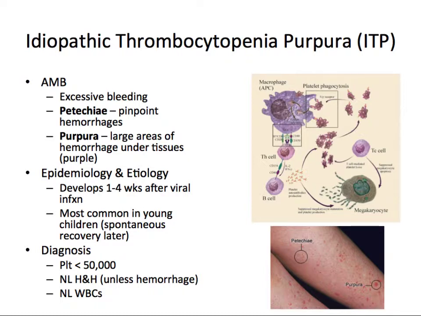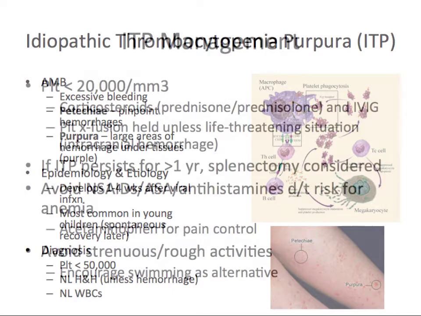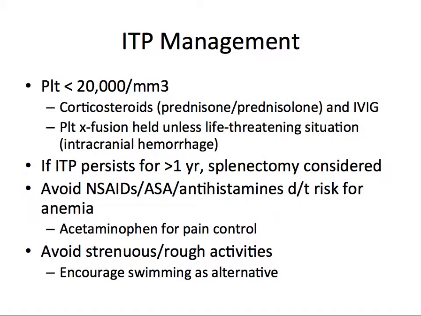It's diagnosed by a platelet count that's less than 50,000, a normal H&H unless there's a hemorrhage, and normal white blood cells. In ITP, when the platelets drop below 20,000, corticosteroids and IVIG are administered. Platelet transfusions are usually held unless there's a life-threatening situation, such as intracranial hemorrhage. If ITP persists for greater than 1 year, a splenectomy is considered.